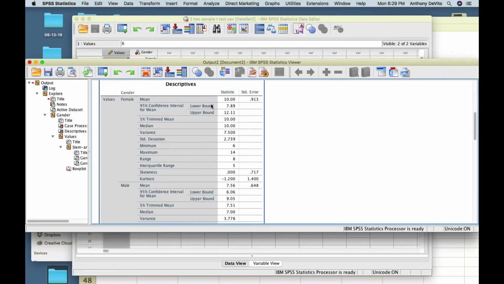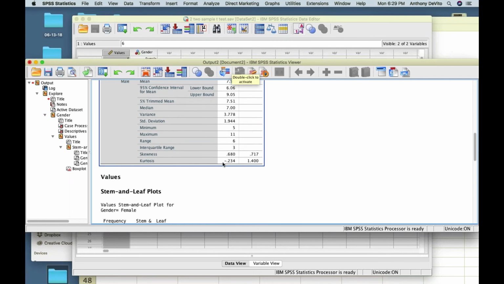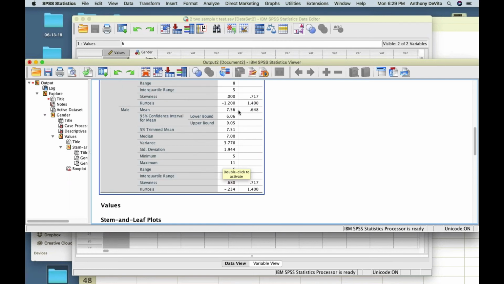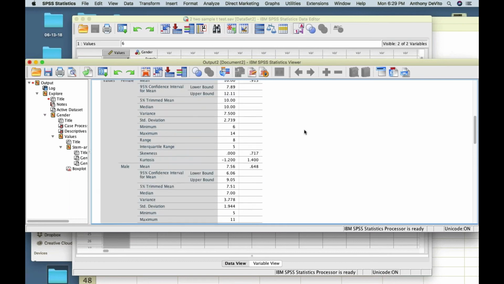So what does it do? It calculates the score for females is 10. The score for males is 7.56. Now the question becomes, are these two values different enough that I can start with the null hypothesis that the mean for the entire population of males, not just this small sample, the entire population of males, is equal to the mean for the entire population of females, right? That's my null hypothesis. My alternative hypothesis would be the mean for females is not equal to the mean for males. Okay, so let's take a look at this.